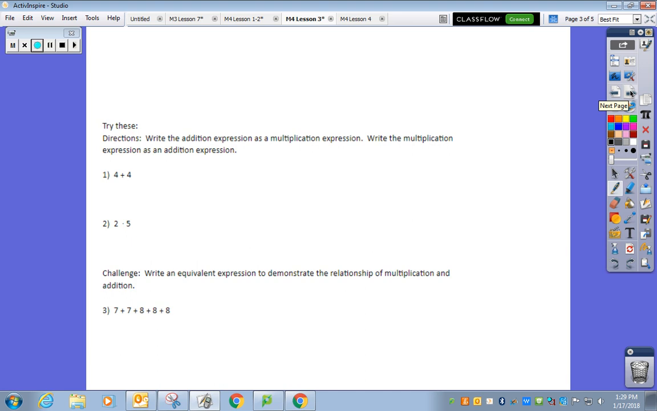So now it's asking us to try these. It wants us to write the addition expression as a multiplication expression. Write the multiplication expression as an addition expression. So we're just kind of doing the opposite of what it's given to us, and that is a multiplication sign. That's why I'm darkening it. So as we said, with repeated addition, you can take the number that you are repeatedly adding and then multiply it by the number of times you see that number. So there's 2 4s, so 4 times 2. This can also be written as 2 times 4, because again, the commutative property says that doesn't matter.